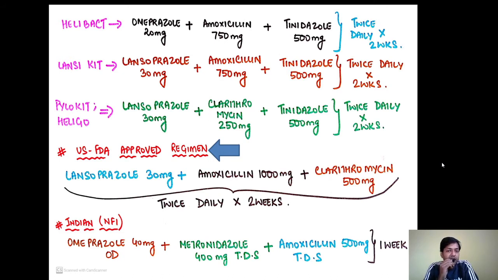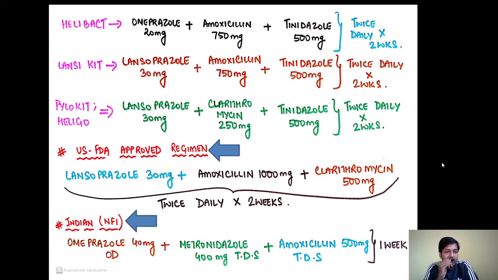Remember, in India there is a body called NFI, and according to the Indian needs, the Indian economy, the Indian conditions, they have given a regimen, but this regimen is not much followed. Because it is given by the NFI, we are just stating that. Omeprazole here is given once daily 40 milligram, metronidazole 400 TDS, 3 times a day, amoxicillin TDS 500 milligram, and this is used for just 1 week. So this is basically the Indian regimen.